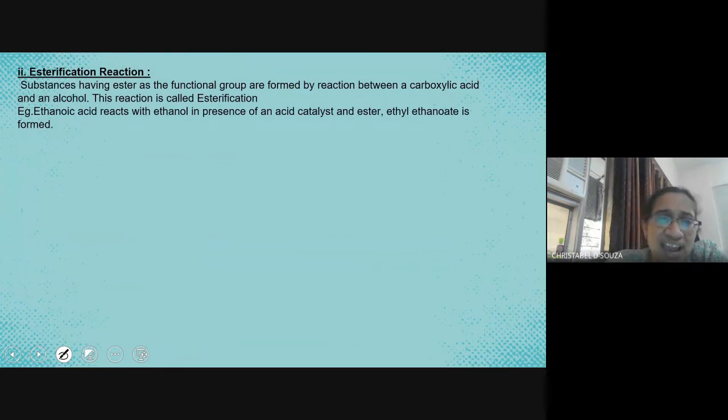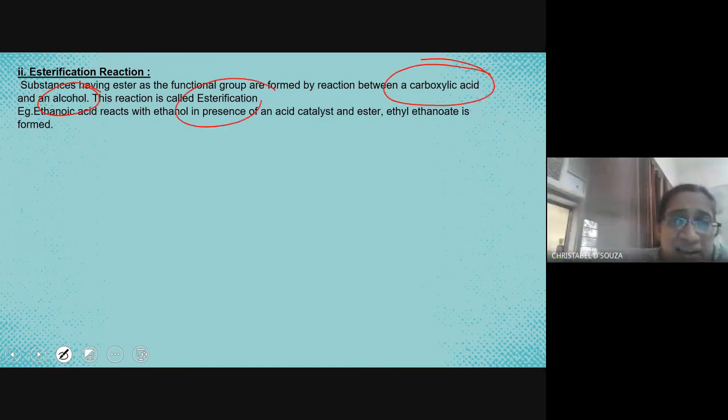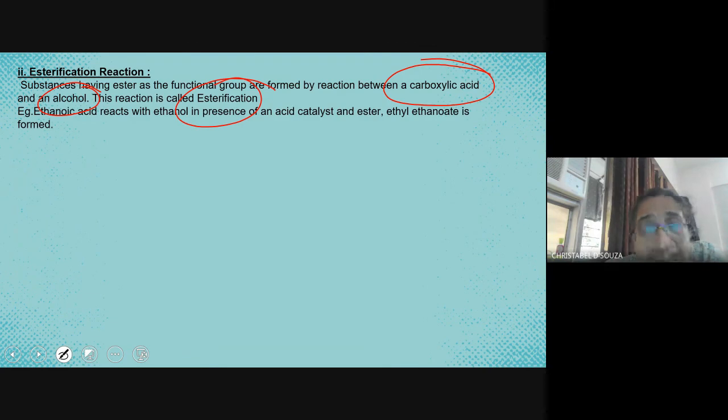This is the most important reaction, which is known as the esterification reaction. Esters are another group of carbon compounds. I explained to you what esters are. Whenever a carboxylic acid mixes with an alcohol, you get an ester. So ethanoic acid is my carboxylic acid. It reacts with ethanol, that is ethyl alcohol, in the presence of an acid catalyst, and an ester known as ethyl ethanoate is formed.